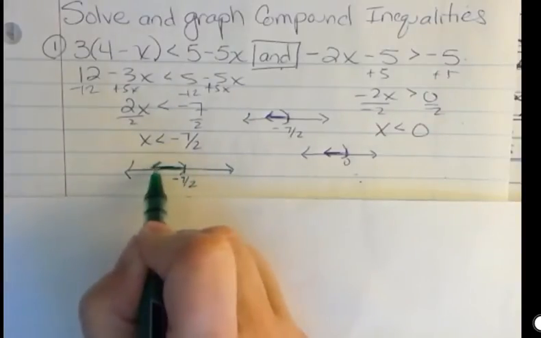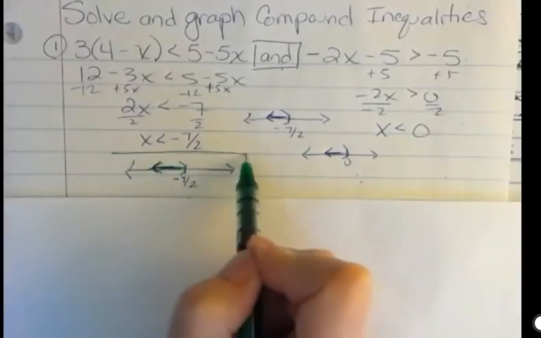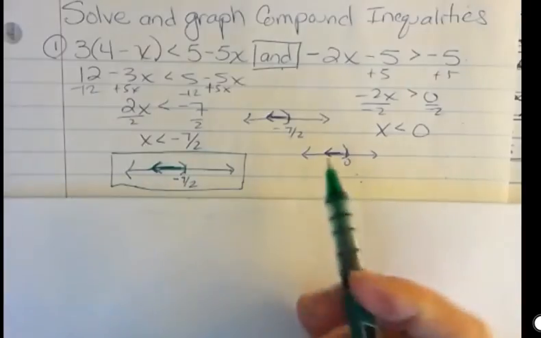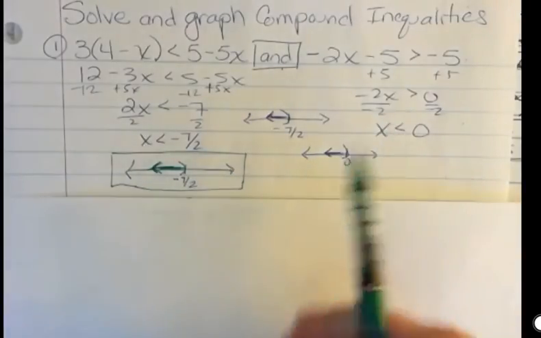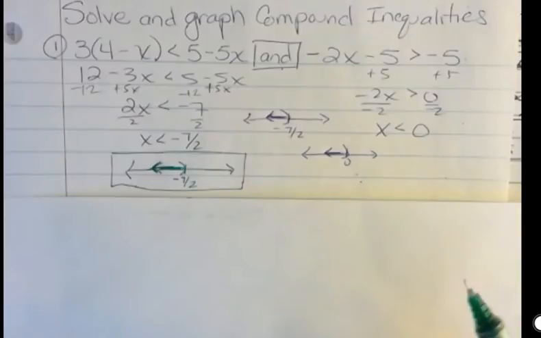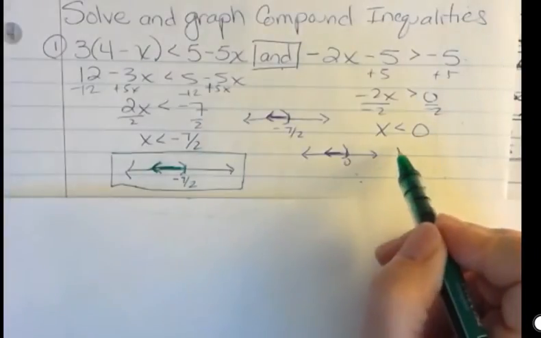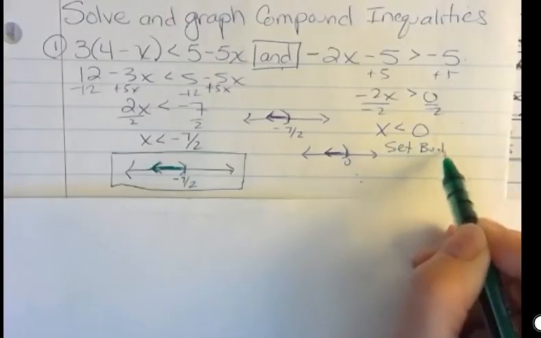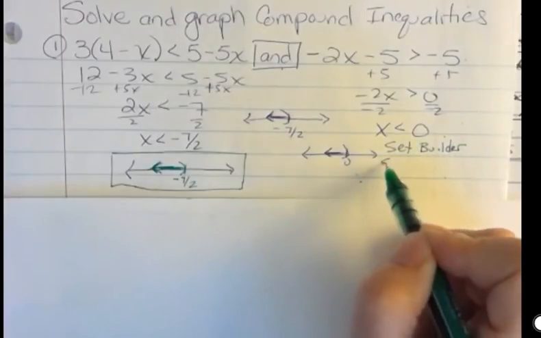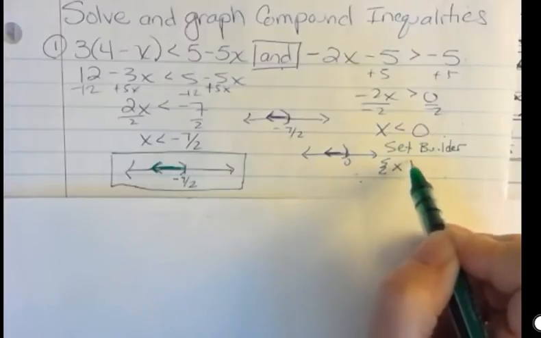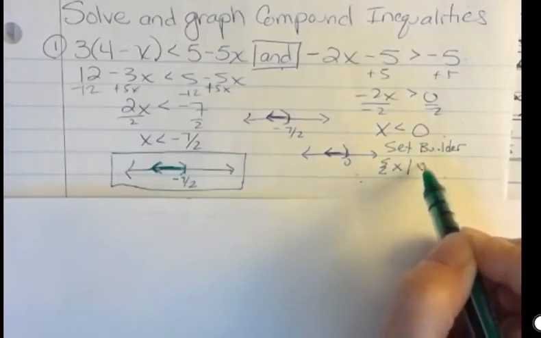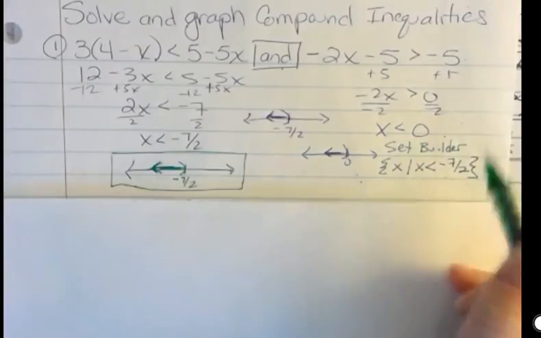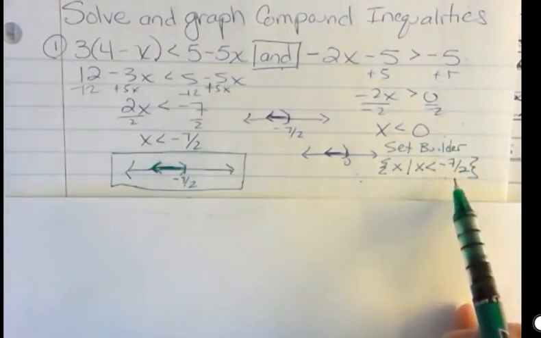So in this case, it looks like we're just ignoring that other graph altogether, or that other equation. Well, sometimes that happens, that one graph shows the whole statement because that's the only part that overlaps. If I was to state this in set builder notation, I would say the set of all x such that x is less than negative 7/2. Even though I'm looking at both of these, this is my final answer.